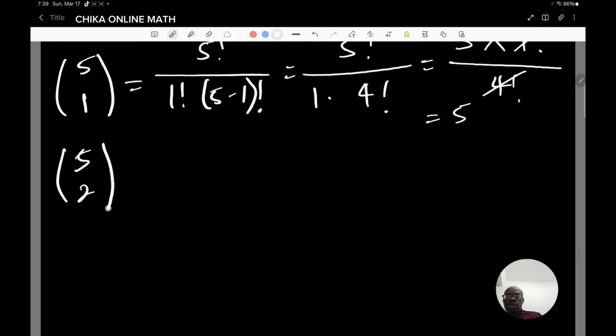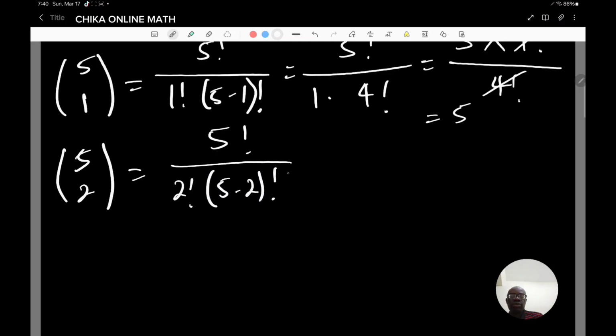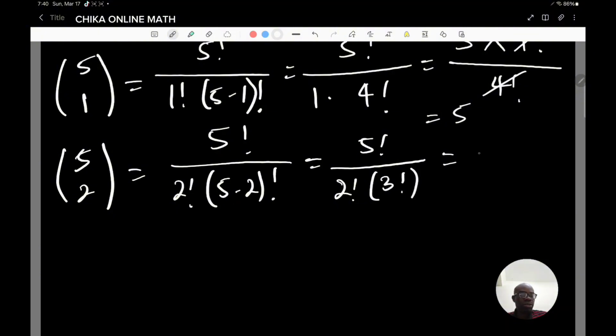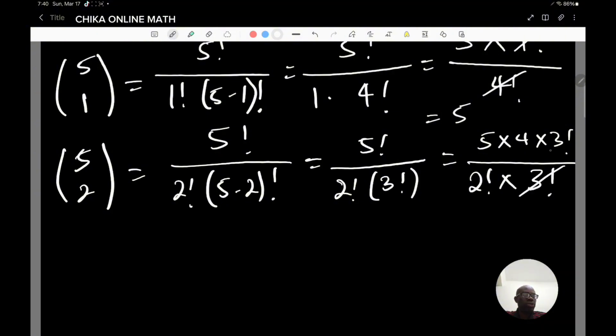5 combination 2 is nothing but what? 5 factorial all over 2 factorial times (5 minus 2) factorial. So this is what? 5 factorial all over 2 factorial. Then what is 5 minus 2? Is 3. So 3 factorial. So now what is our 5 factorial? 5 factorial is nothing but 5 times 4 times 3 factorial, okay? All over 2 factorial times 3 factorial. So 3 factorial will cancel 3 factorial, okay? So this leaves us with what? 5 times 4 all over 2 factorial.